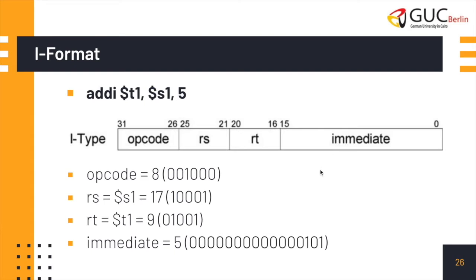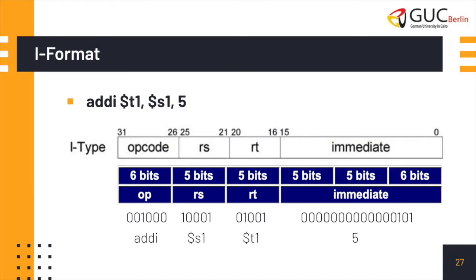And you need to take care about this. You need to preserve the number of bits required for each field. If the conversion took less, I need to add zeros to the left to maintain the number of bits required in each field. So finally, we will have this instruction.